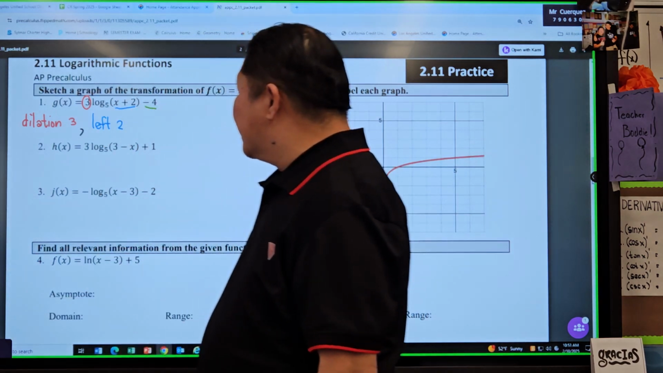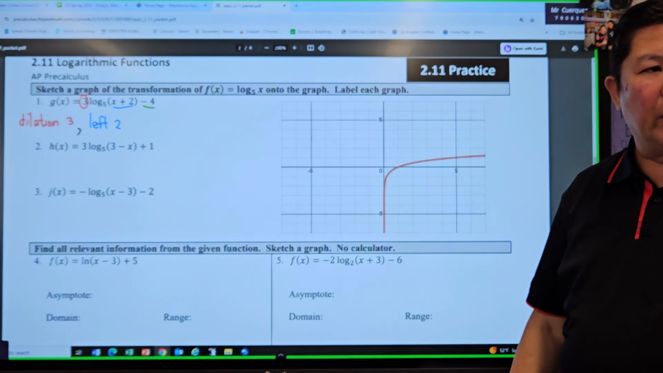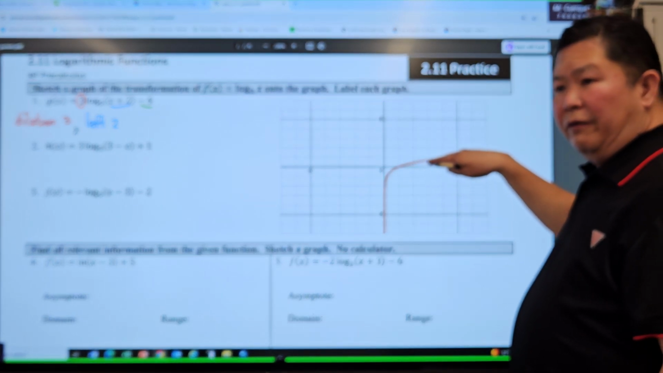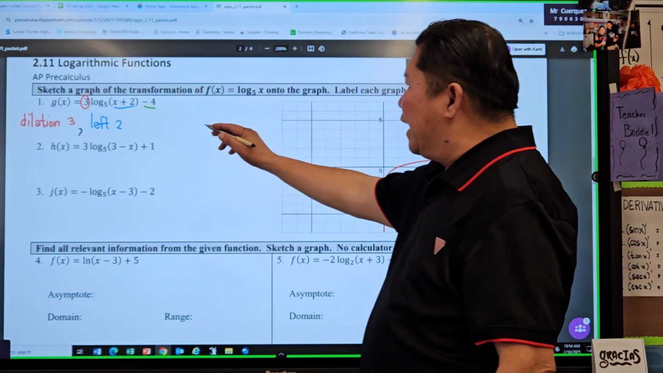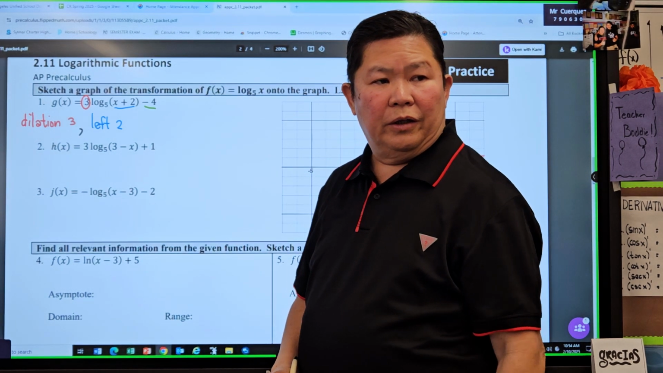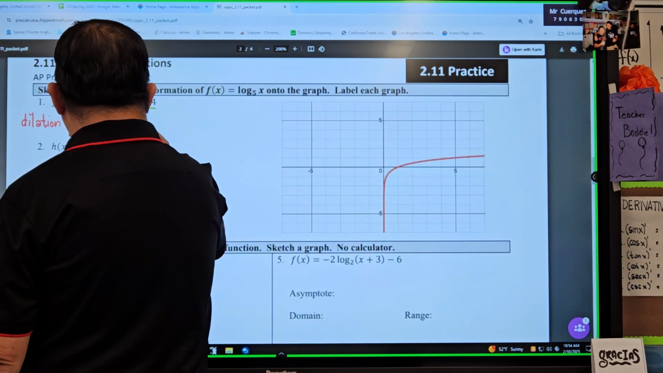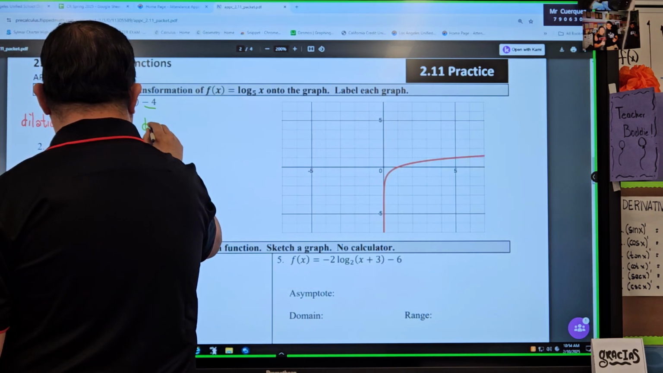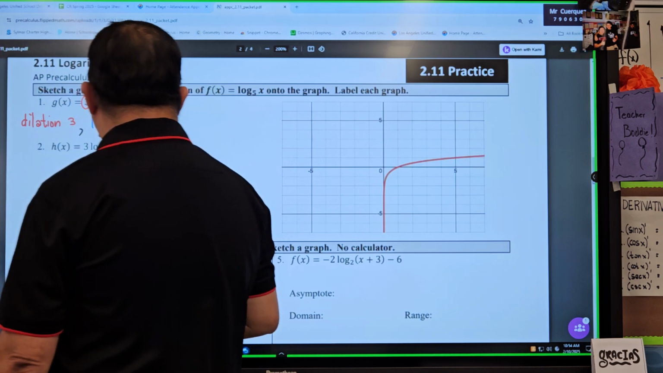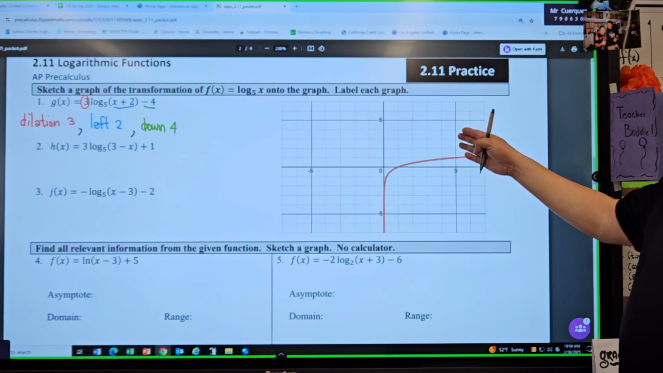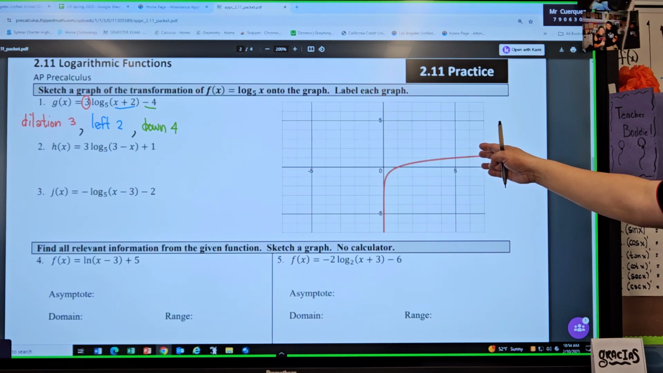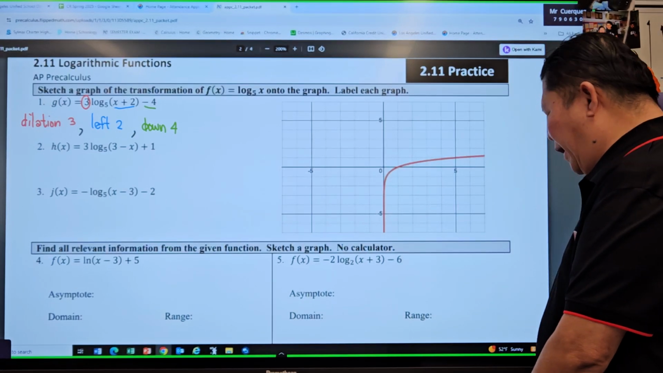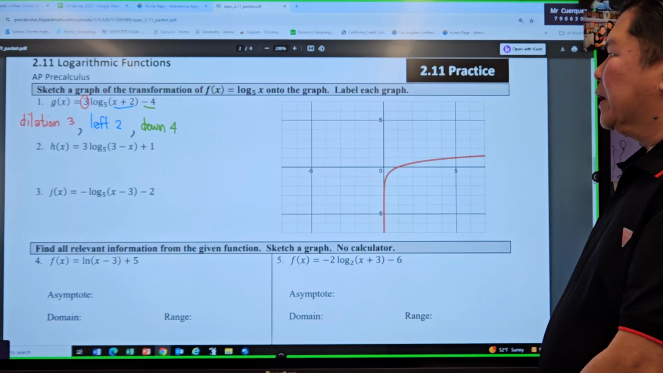So the next is the -4. What is -4? That means the parent graph is being shifted 4 units down, because this is negative. So down 4. I need you to copy down your graph from your Desmos, copy that down right here, the graph, and how it looks like, your graph.